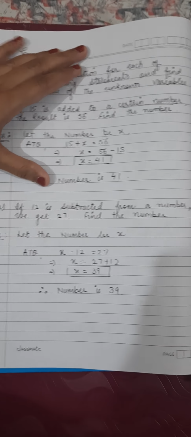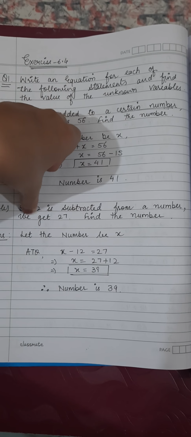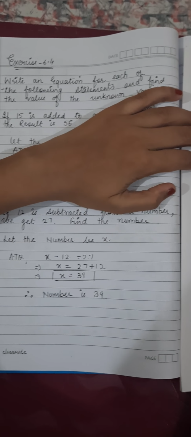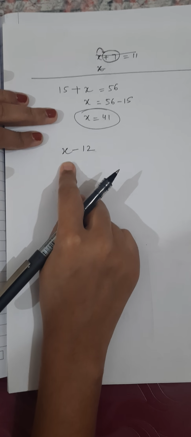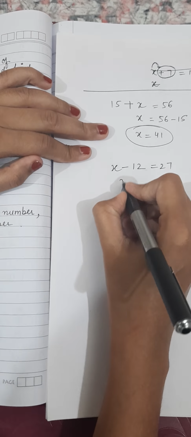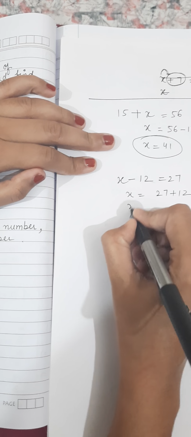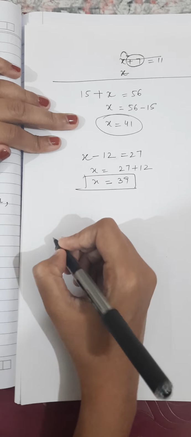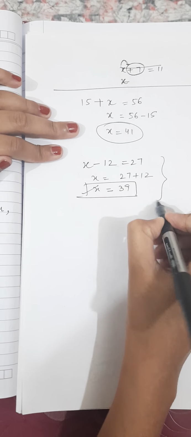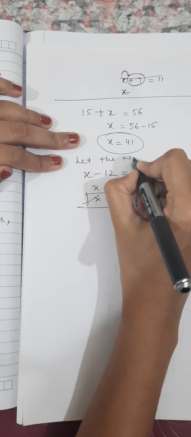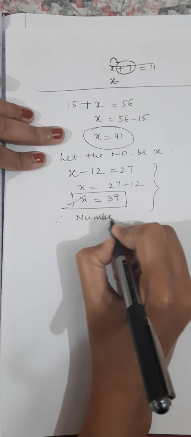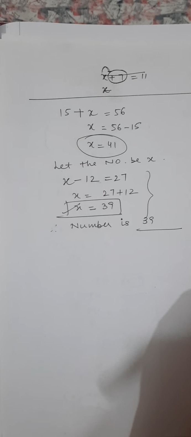If 12 is subtracted from a number, again we get 27. Now if I am going to subtract 12 from a number, I don't know this number, so that number is going to be x. We get 27. Now x is equals to 27 plus 12, and x is equals to 39. Okay, so this is your answer. This is the number which you have to find, and make sure that whenever you start the question, you write, let the number be x, because this number you are assuming by yourself, and at the end you write, therefore number is 39. Okay, please see the solution.